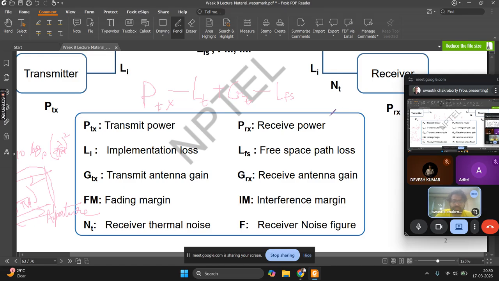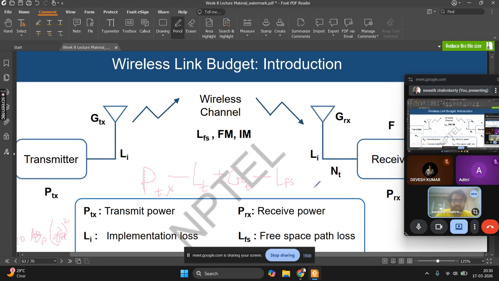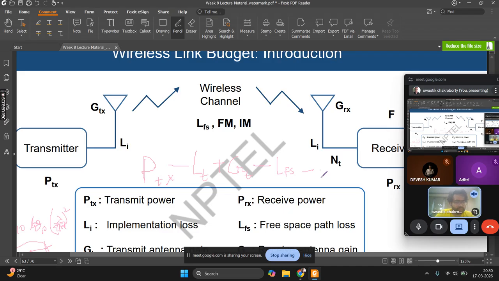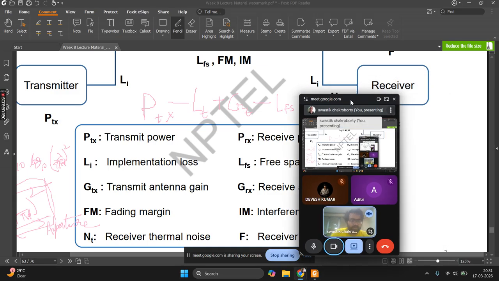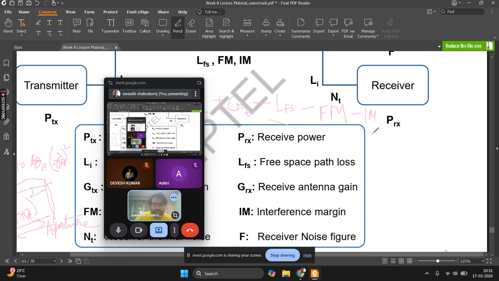Now, then there will be fading. Why fading? Because of the multipath. And then there will be interference. So you don't know how much fading and how much interference will happen. That is not in your hand. When you are designing the receiver, you don't know how many other receivers will be there, right? That is absolutely not in your hand.